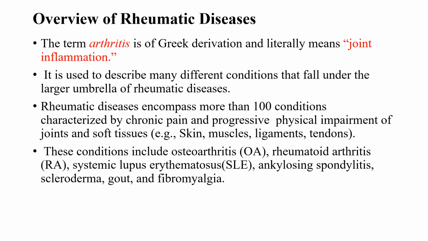First, we will see the overview of rheumatic diseases. The term arthritis is of Greek derivation and literally means joint inflammation. It is used to describe many different conditions that fall under the larger umbrella of rheumatic diseases. Rheumatic diseases encompass more than 100 conditions characterized by chronic pain and progressive physical impairment of joints and soft tissue. These conditions include osteoarthritis, rheumatoid arthritis, systemic lupus erythematosus, that is SLE, ankylosing spondylitis, scleroderma, gout, and fibromyalgia.